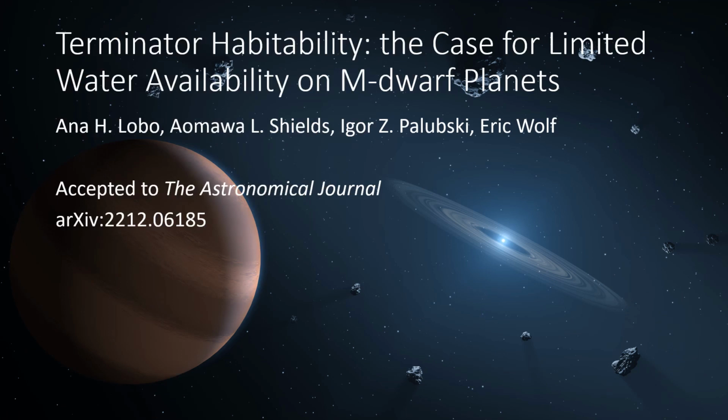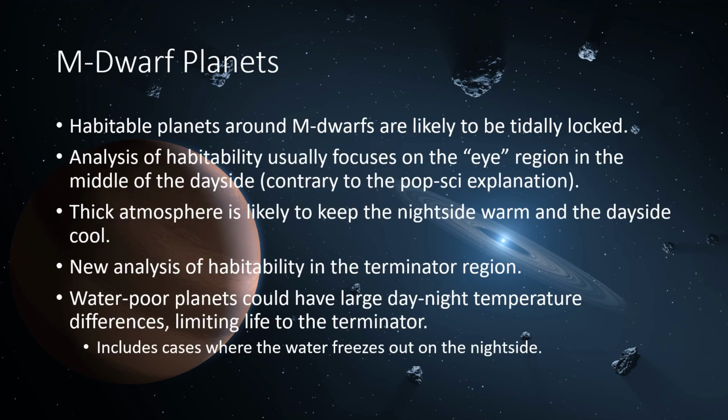And finally, terminator habitability, the case for limited water availability on M-dwarf planets. So there's an interesting thing about how M-dwarf planets are talked about in pop science. Not all the time, but a lot of the time. Which is, we know that a habitable planet around an M-dwarf will probably be tidally locked. And the usual pop science explanation is that the day side will be too hot for life and the night side will be frozen, and so life could only exist along the terminator.